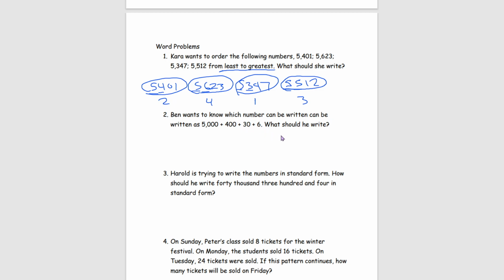Number 2, Ben wants to know which number can be written as 5,000 plus 400 plus 30 plus 6. What should he write? The easiest way to find out what number can be written with these numbers is to just add them together. So we have 5,000 plus 400 plus 30 plus 6. We get 0 plus 0 plus 0 plus 6, which gets us 6. 0 plus 0 plus 3 gets us 3. 0 plus 4 gets us 4. And a 5, just written down right here. And our answer is 5,436.